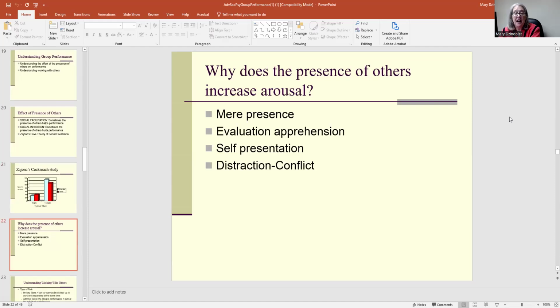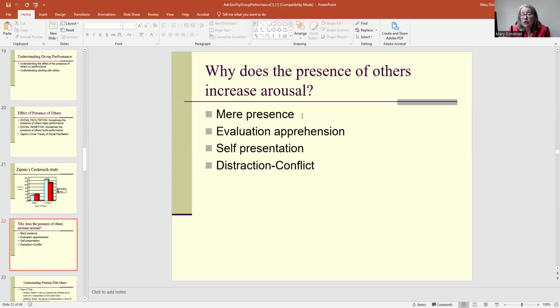Now we have a big question to ask ourselves. Why does the presence of others increase arousal? Everyone knows that when your arousal is increased, your dominant response is more likely. When it's right, it's going to help performance. When it's wrong, it's going to hurt performance. No argument there. But there are lots of arguments of why does the presence of others increase arousal? Why does this happen? So Zajonc's idea, he called it mere presence. He said it's just the way we're wired. And he used as proof of this, he said it's true in cockroaches, it's true in lower primates, it's just how people are wired.